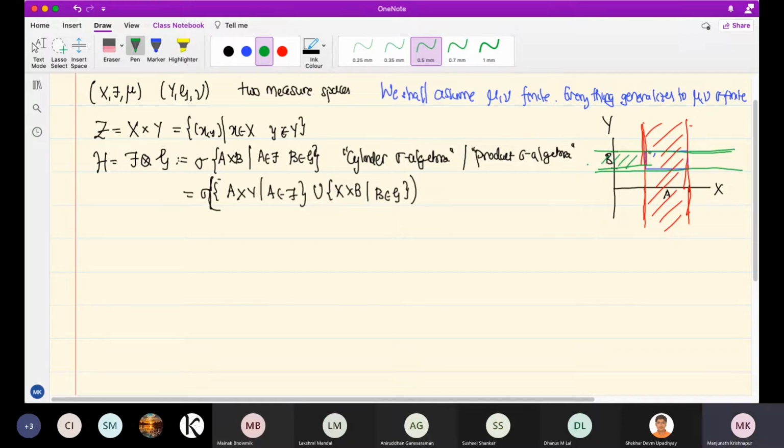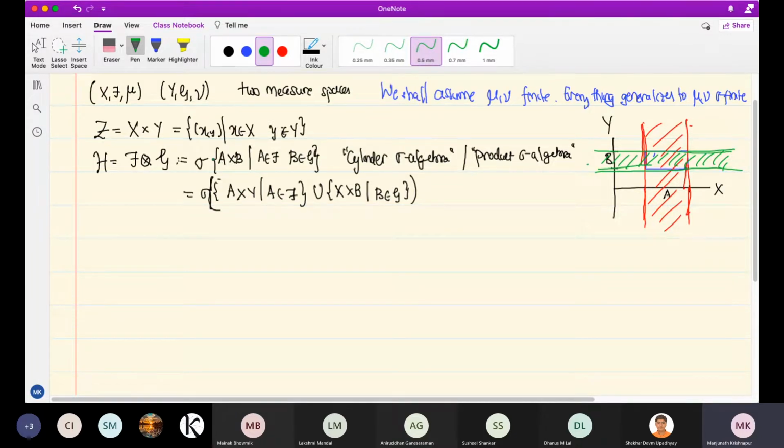So this is a cylinder also. So these are cylinder sets. So this thing is called the cylinder sigma algebra. It's clear that these two are the same, right? Because of course every A cross Y is of the form A cross B, and X cross B is of the form A cross B. So these sets are rectangles.